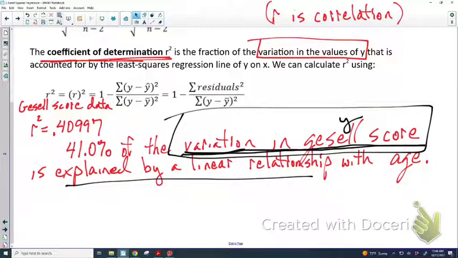All right. I didn't say it before, but r squared can be anywhere from 0 to 1.0 or 0% to 100%. And that's about it.